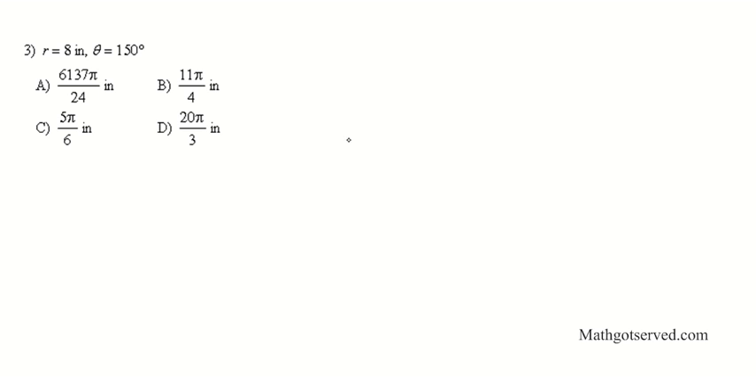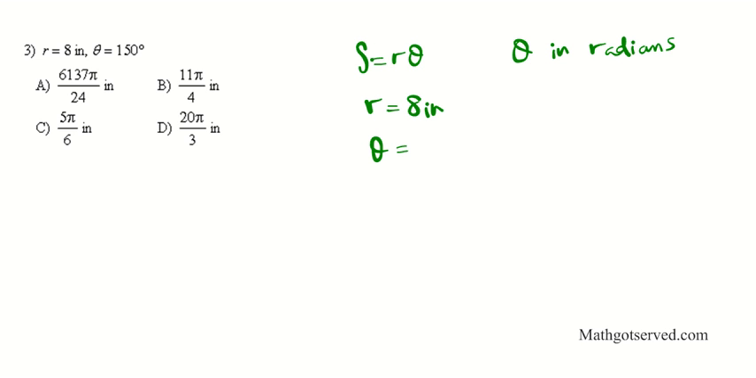r is 8 inches and theta is 150 degrees. We're using the formula S is equal to r theta. The radius is 8 inches. But what is theta though? Theta is 150 degrees, that's no good. Remember, theta has to be in radians in order for you to use this formula, okay? So we need some work to do. We need to convert 150 degrees to radians. So how do we do that?